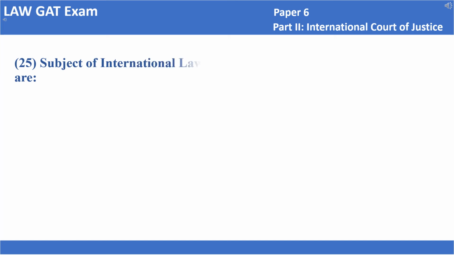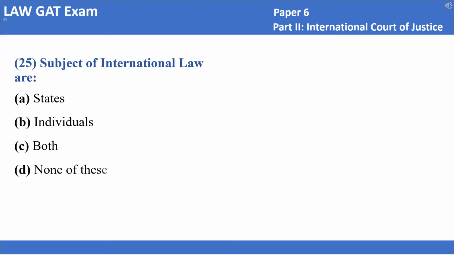Subjects of international law are, is it option A, states, option B, individuals, option C, both, or is it option D, none of these? The correct answer is option C, both.